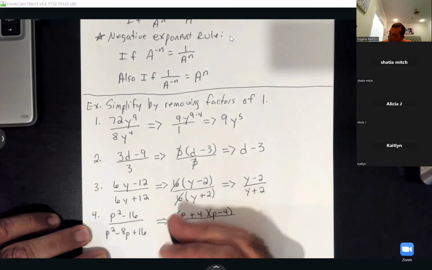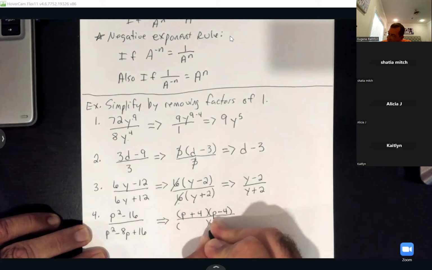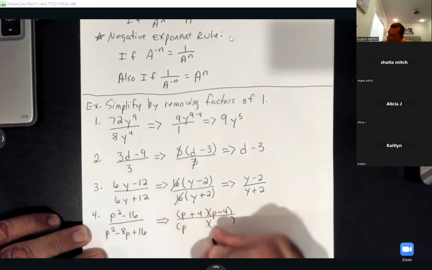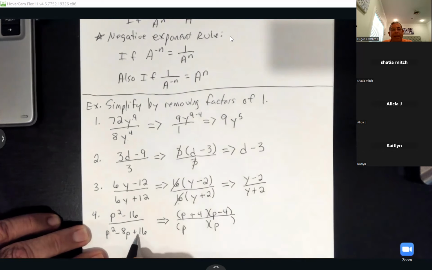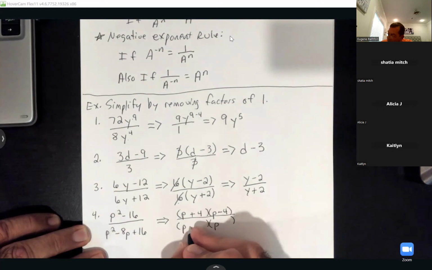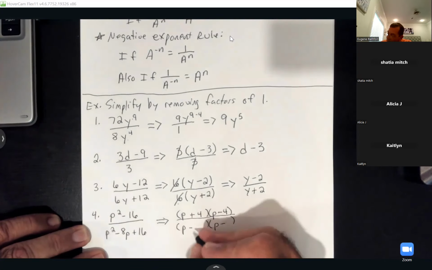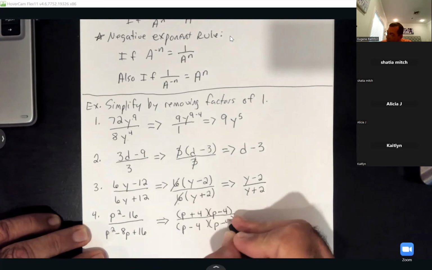Now the bottom, we'll make 2 sets of parentheses. I got a p squared, that'll be a p and a p. The last number's positive. Since the last number's positive, both of these factors have the same sign as the middle number. So both of these will be negative. And then we want factors of 16 that'll add to get 8. Well, y'all, that'll be 4 times 4. So we'll put a 4 and a 4.